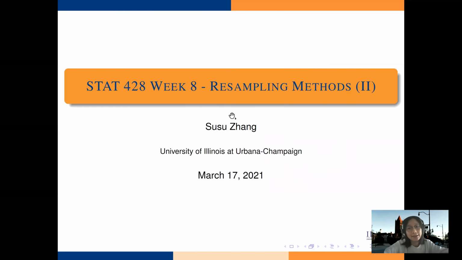Welcome to week 8 of STEP 428. We are officially in the second half of the semester. This week, we're going to keep talking about resampling methods, but with a different focus, which is jackknife.